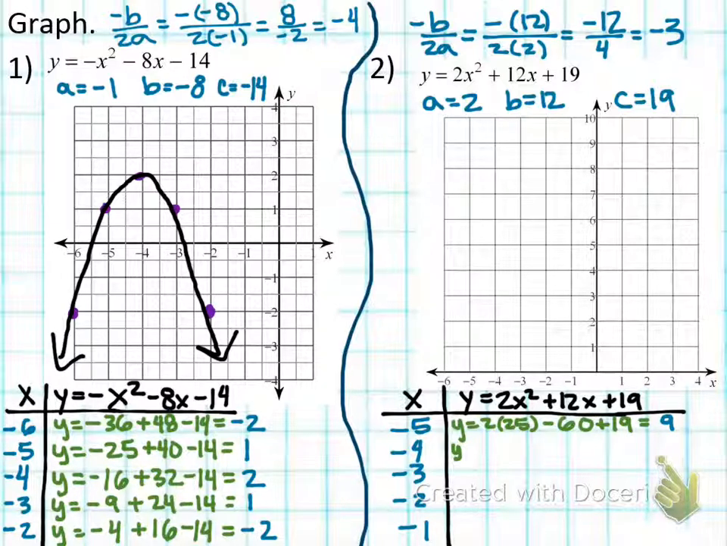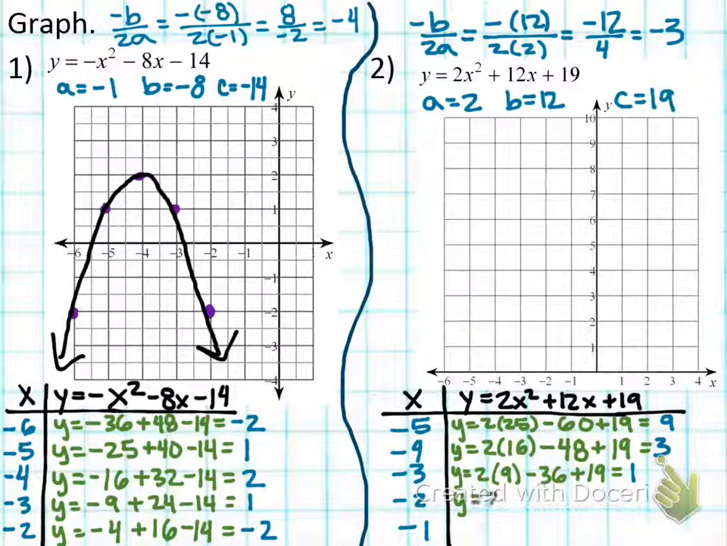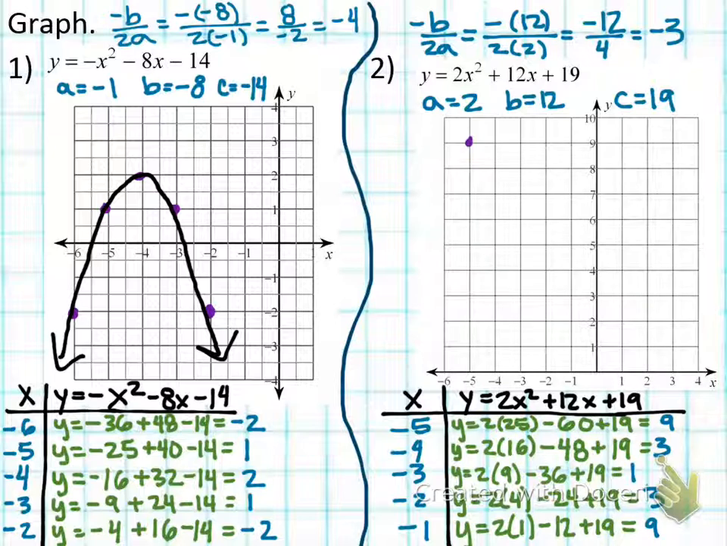I'm going to continue just plugging in these values for x. Okay, so negative 4 squared, I get 16. Plugging in, I get 3 for my next y coordinate. I get 1 when I plug in negative 3. Plugging in negative 2, I get 3. And then plugging in negative 1, I get 9.